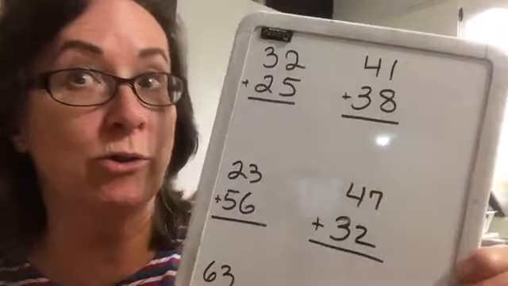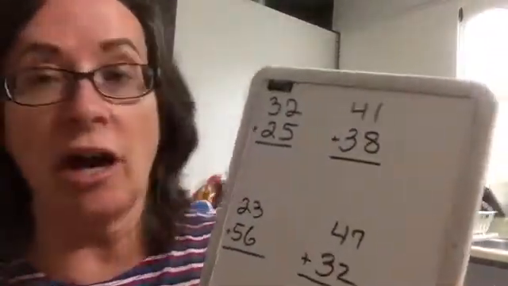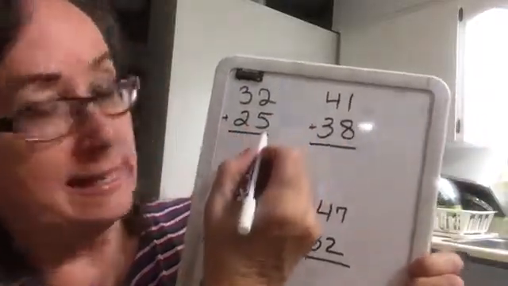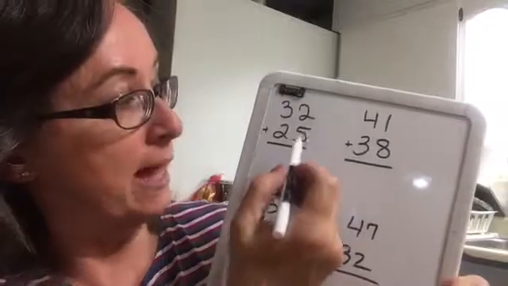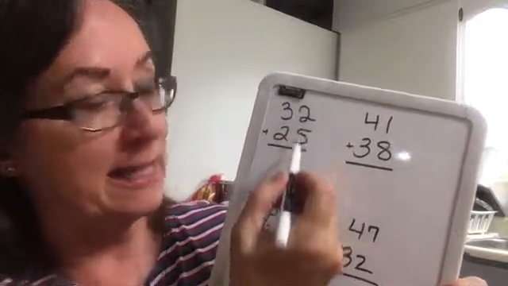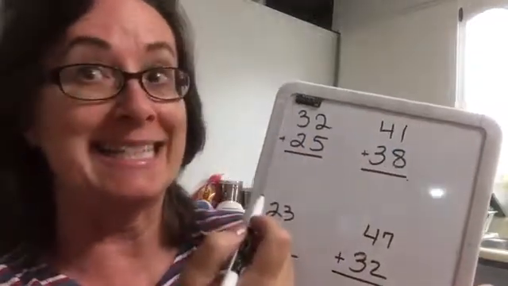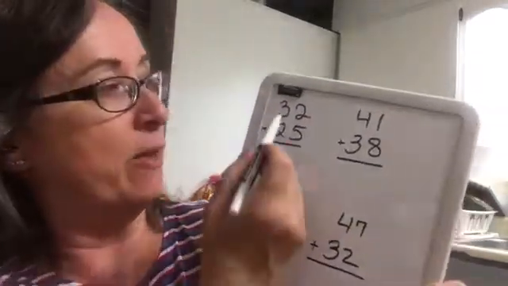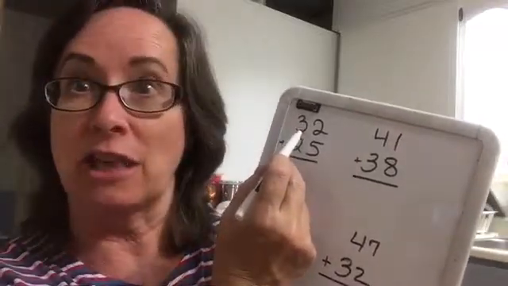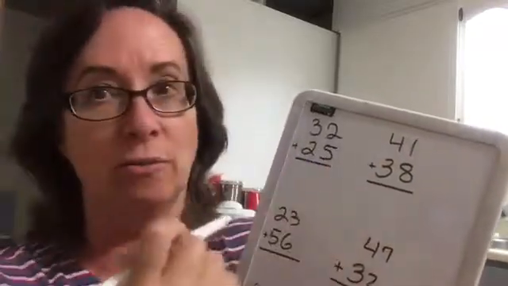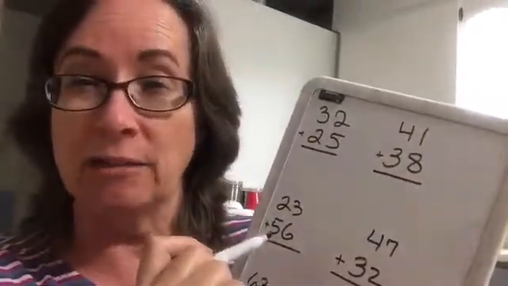So when we do 2-column addition, we will always start on the right. Remember when we talked about just plain numbers, this column on the right is the ones column, and this column on the left is the tens column. So in other words, 32 doesn't mean 3 ones, it means 3 tens and 2 ones. We always start with the ones column when we are adding or subtracting.